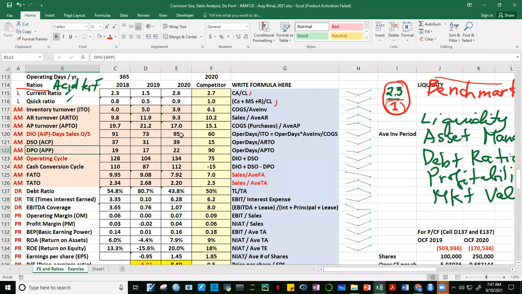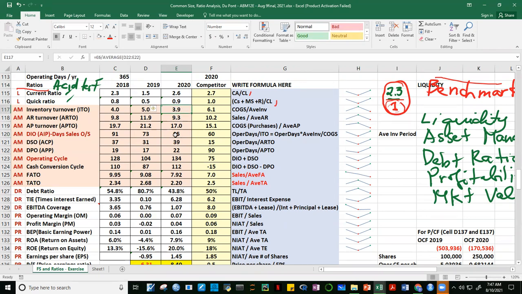Okay, so what does this mean? This is equivalent to ITO. The 3.9 times per year is equivalent to 95 days. It means that it takes the company on the average 95 days to buy raw materials, convert into finished product, and then sell. That's equivalent to 3.9 times. How did we compute for this? Well, we divided the operating days, how many days a year the company is operating, by the ITO.